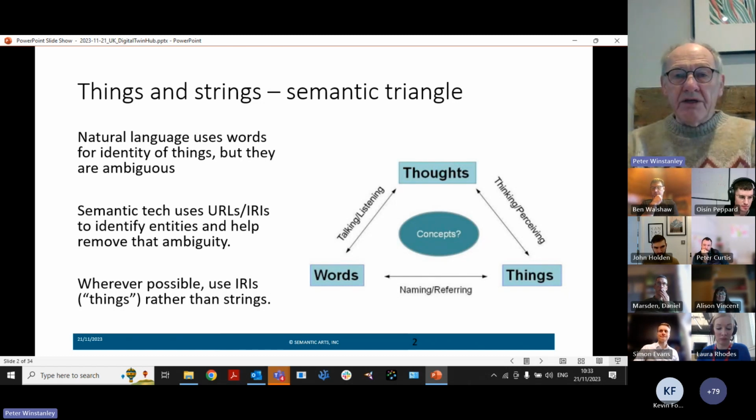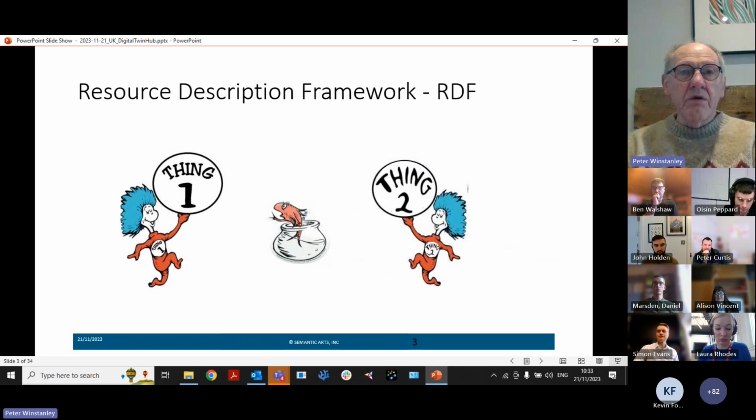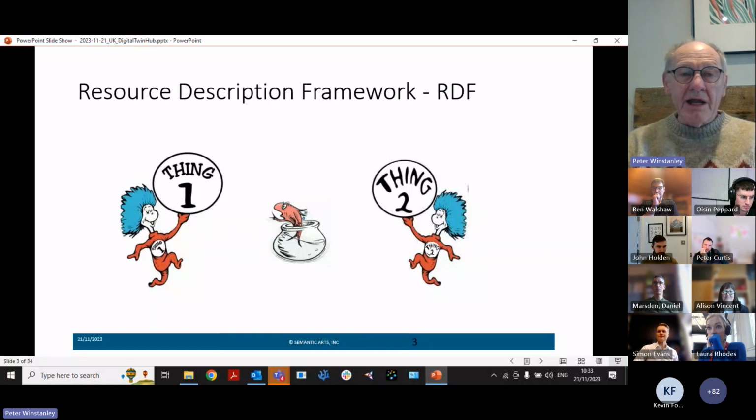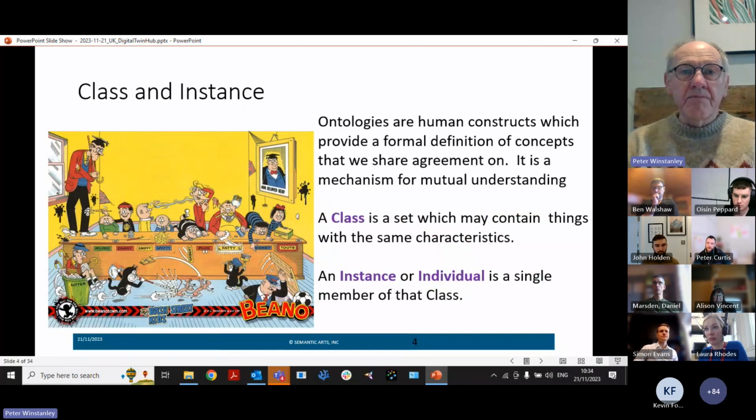And the important thing about it is that instead of words, what we want to use is IRIs, internationalized resource identifiers, rather than strings. And in that world, we can then begin to start working with the development of representations of reality and representations of concepts using the resource description framework, where we have one thing identified by an IRI, another thing identified by an IRI, and some predicate, some relationship in between them.